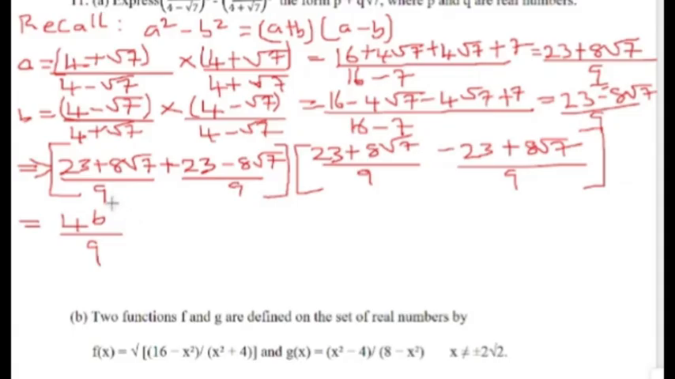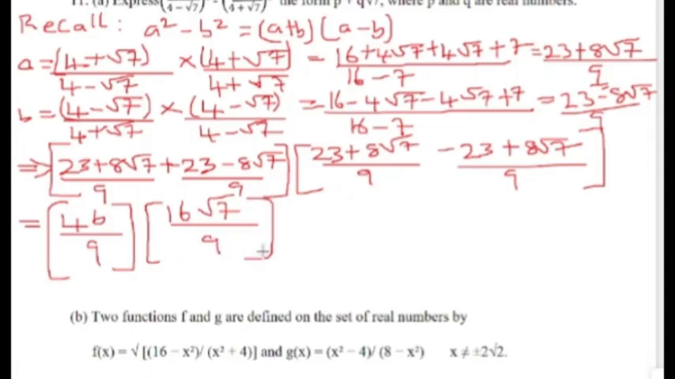So the first parenthesis ends up at 46 times 46 over 9. Then we open the second one. 23 minus 23, it disappears. Okay, so that goes away. So here becomes 8 root 7 plus 8 root 7. I'm going to have 16 root 7 over 9. Okay, so this question is solved.